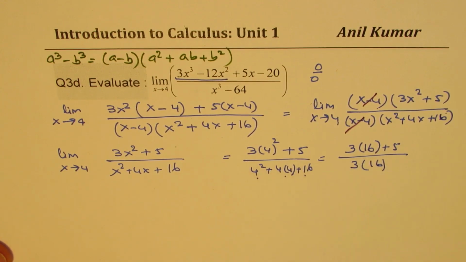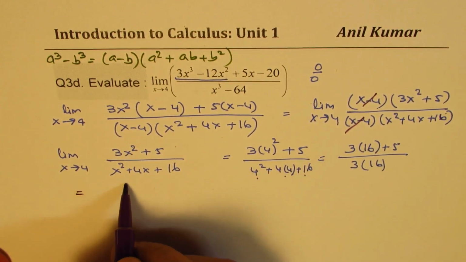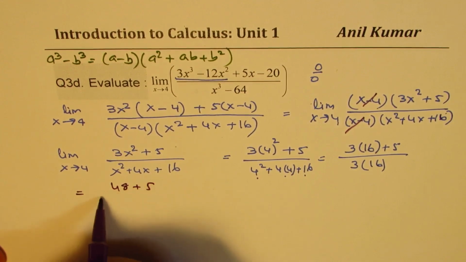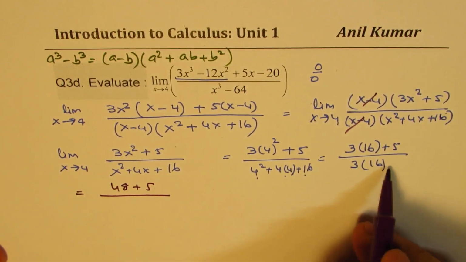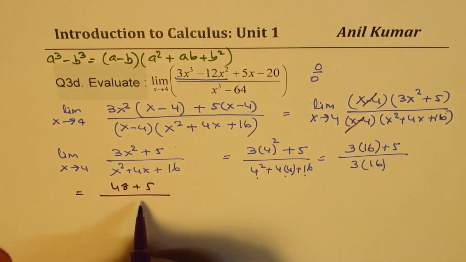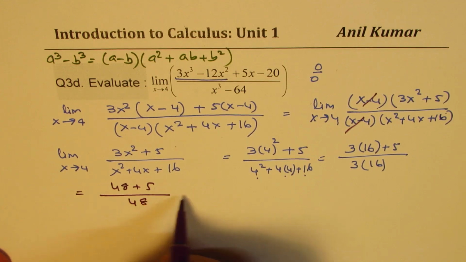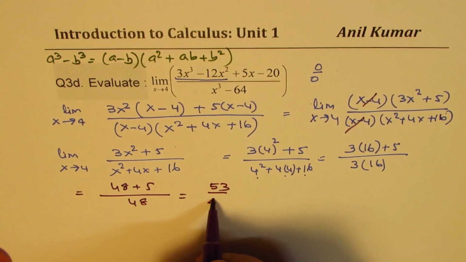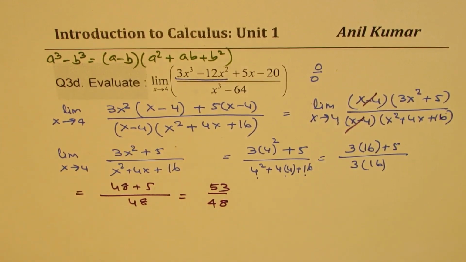Our answer now is 3 times 16 is 48, plus 5 over, we have 3 times 16, so we have 48 here. So the answer here is 53 over 48, correct? So that becomes the limit of this particular function as x approaches 4.